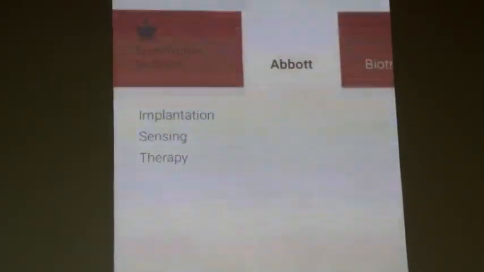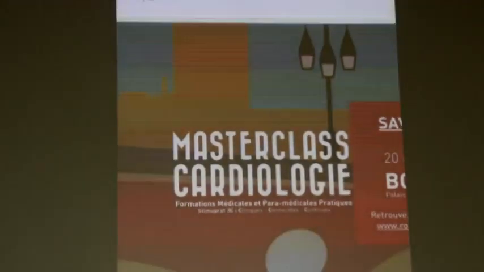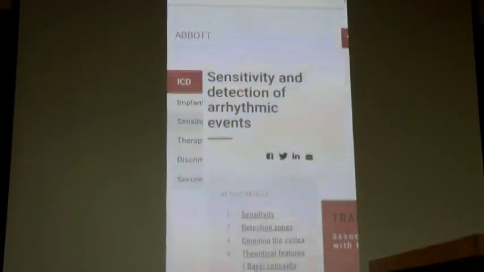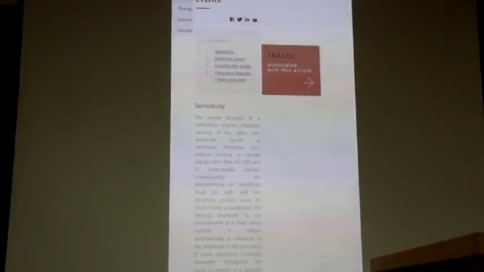And in here, for instance, if I just scroll to here, you've got all the different companies. Lots of different things. Maybe we can go to Boston Scientific, or Biotronik, or Abbott, and I can go into something to do with sensing on Abbott devices. If I click on this, it will take me to a whole bunch of education about Abbott sensitivity and the traces associated with that.